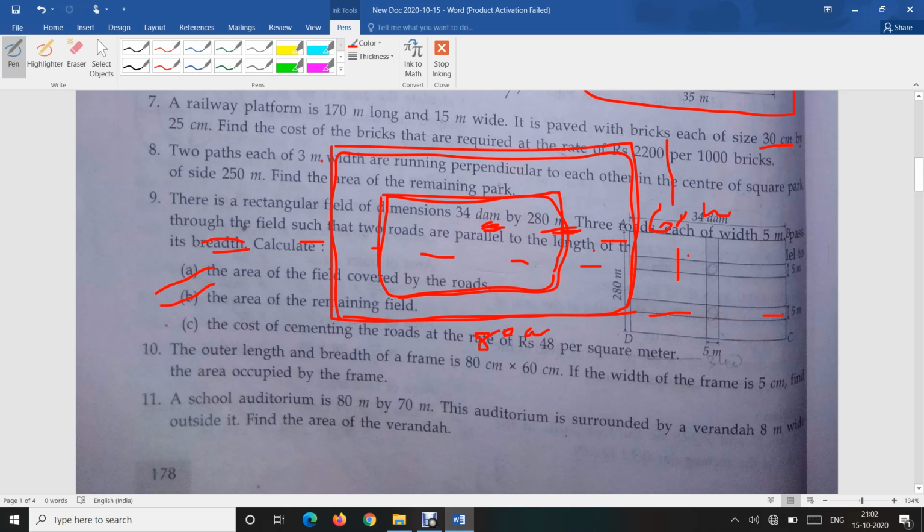And the width of the frame is 5 meter. That means this gives 5 meter. This is also 5 meter. This is also 5 meter, and this is also 5 meter. Find the area occupied the frame. You have to find the area which is occupied by the frame. So you see the solution for this question.